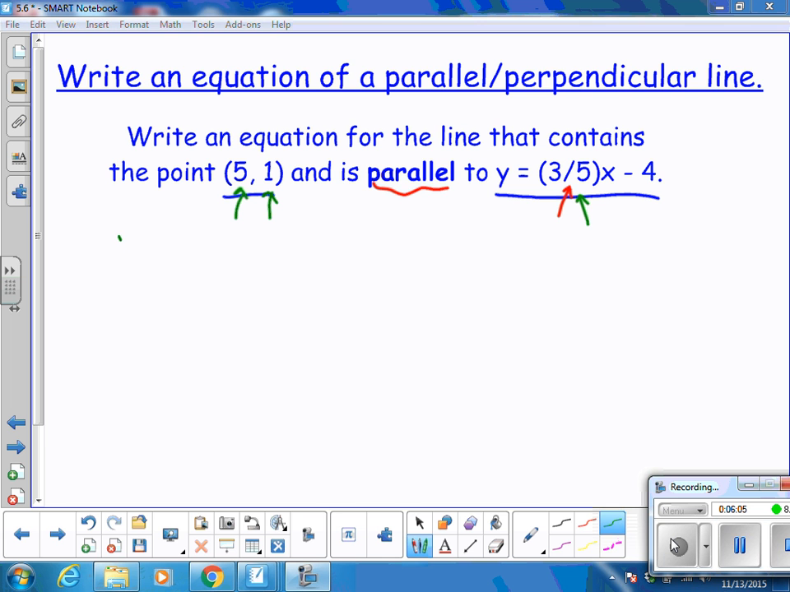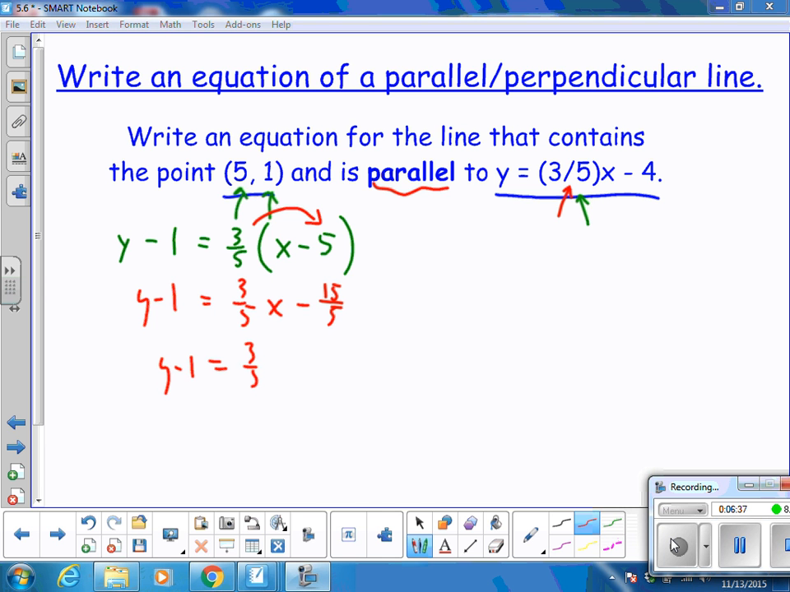So this is saying y minus the y point I have equals my slope, which is 3/5, times x minus the x point I have. Oh yeah, point slope form. I'm liking this. All right, let's keep working this out. So y minus 1 equals 3/5 x minus, this is 3/5 times 5, so it's 15/5, which is y minus 1 equals 3/5 x minus 3.